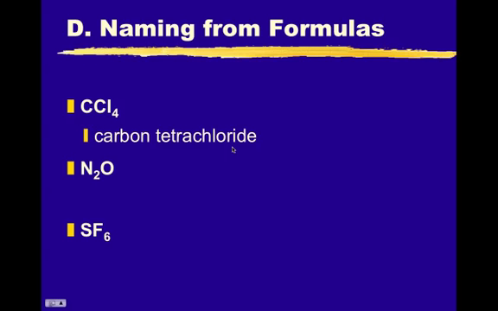Alright, on the next one, we have 2 nitrogens, so it will be dinitrogen. And we have 1 oxygen, so it will be monoxide. Notice we omit one of the O's, so it's not monooxide. It's just monoxide.